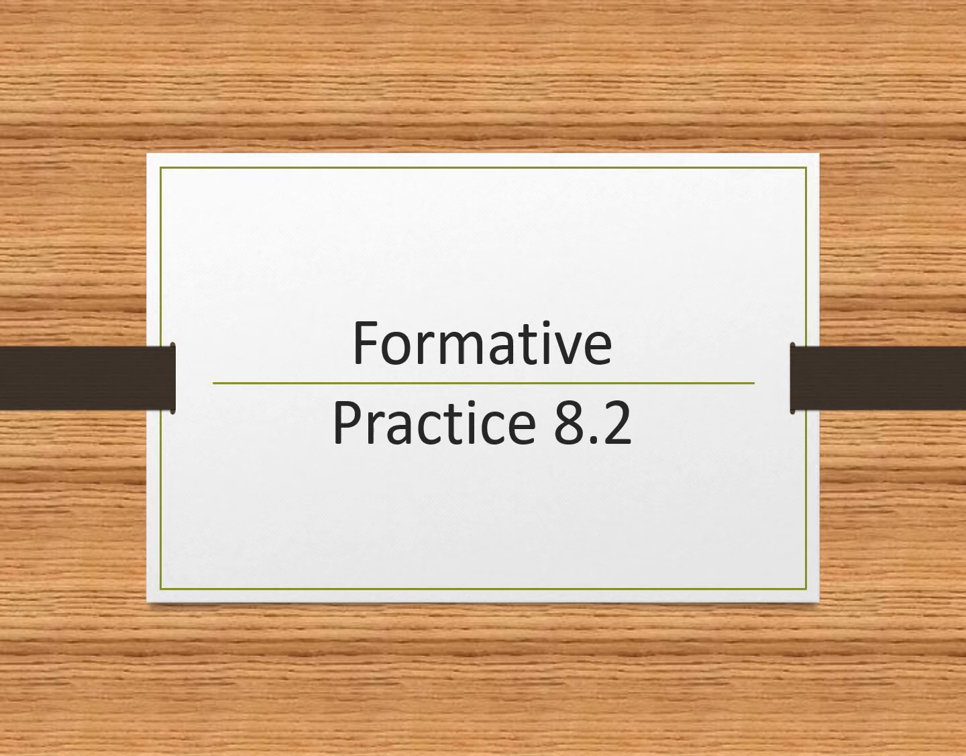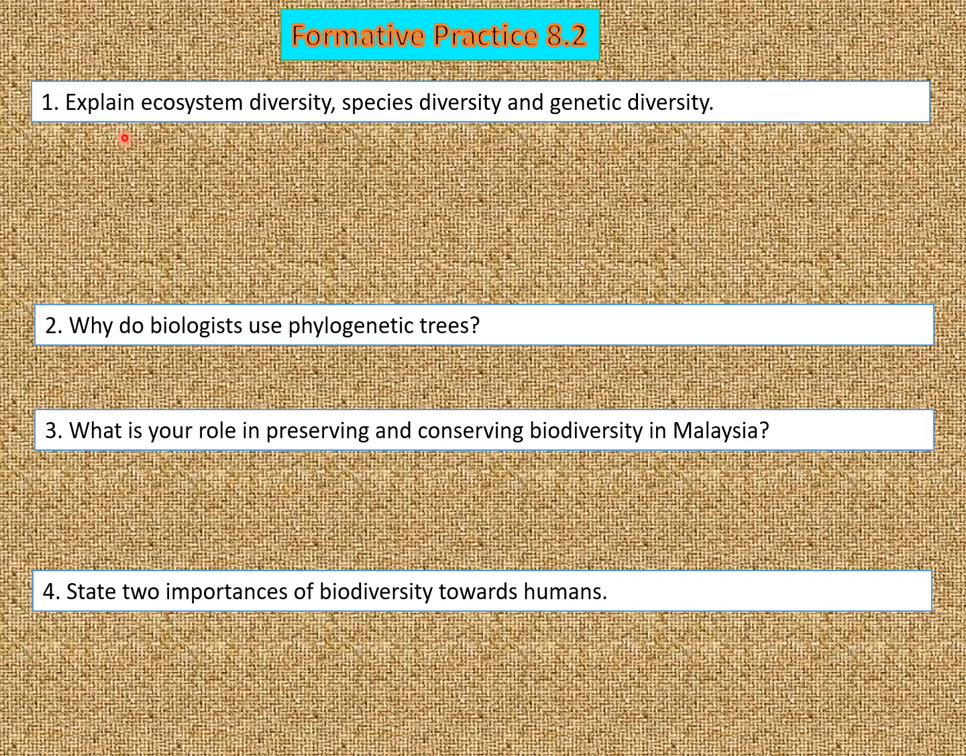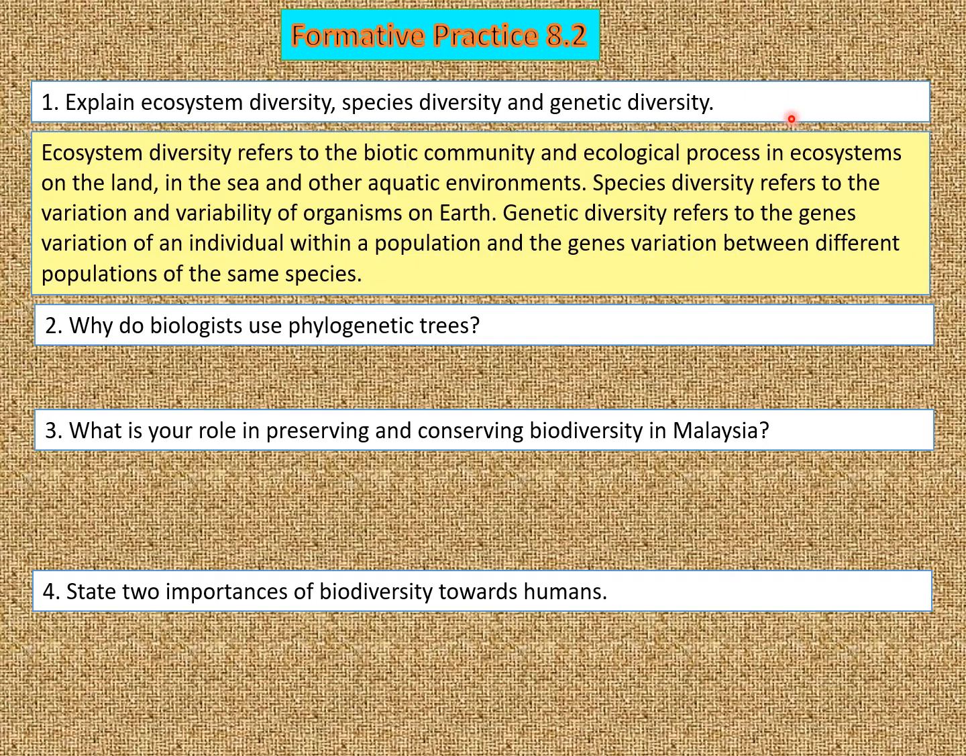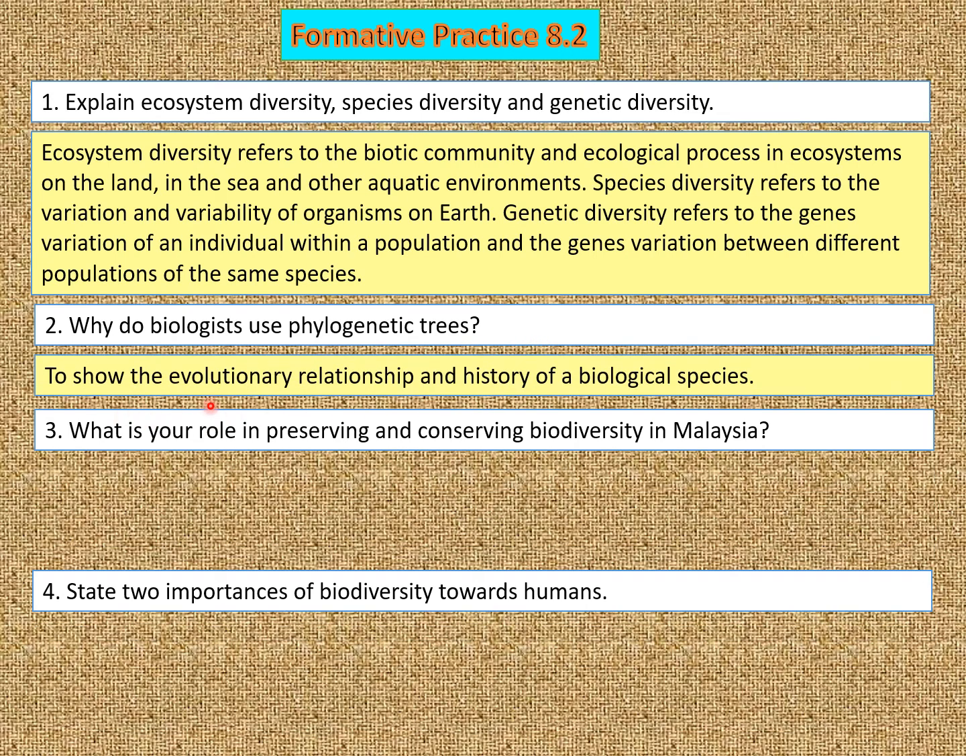Formative practice 8.2. Here are the questions. Question number 1. Explain ecosystem diversity, species diversity, and genetic diversity. The answer is ecosystem diversity refers to the biotic community and ecological process in ecosystems on the land, in the sea, and other aquatic environments. Species diversity refers to the variations and variability of organisms on Earth. Genetic diversity refers to the genes, variations of individuals within the populations, and the gene variation between different populations of the same species. Question number 2. Why do biologists use phylogenetic tree? The answer is to show the evolutionary relationship and history of biological species.